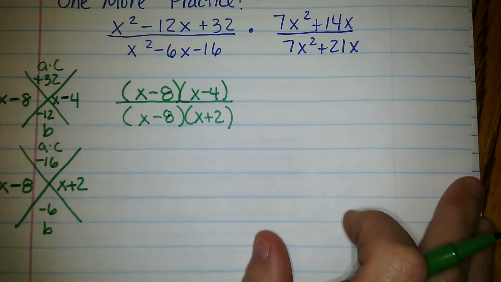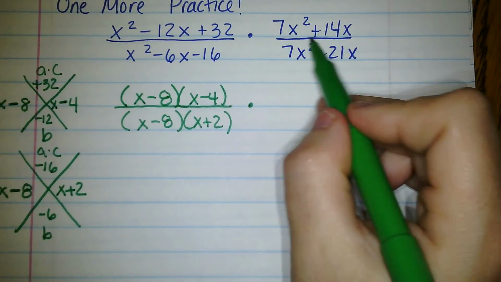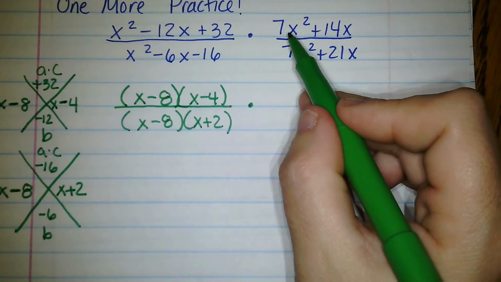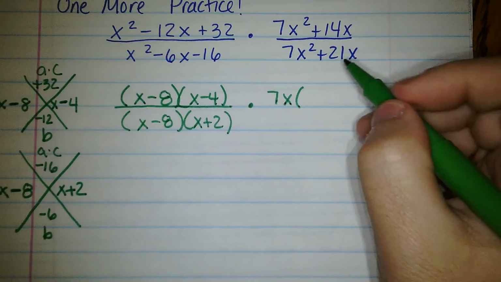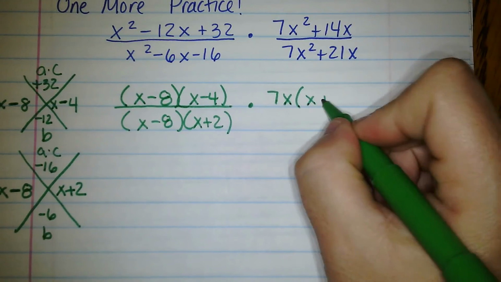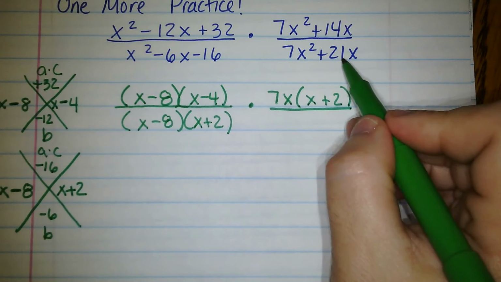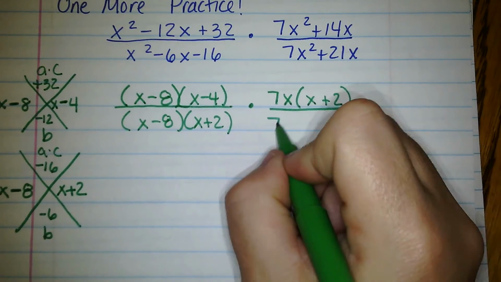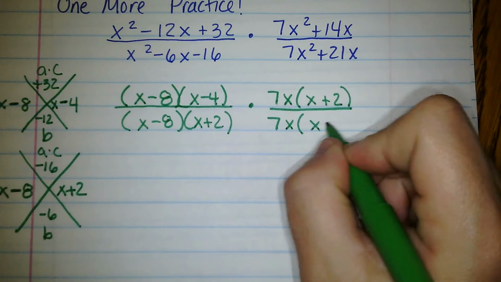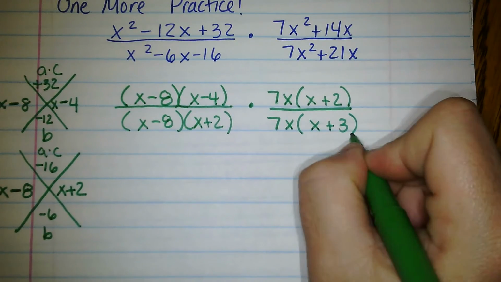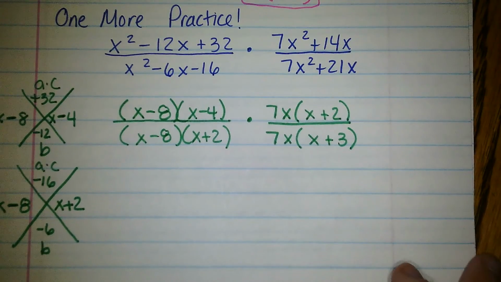Moving on to the right side. Again, we're factoring first. This is a GCF, and our GCF is 7x. And inside the one parenthesis, I will have an x plus 2. And on the bottom, there's a GCF of 7x. And when we divide that out, we'll just get x plus 3. So there it is in all of its glory.